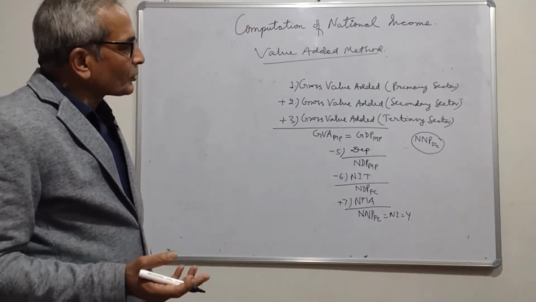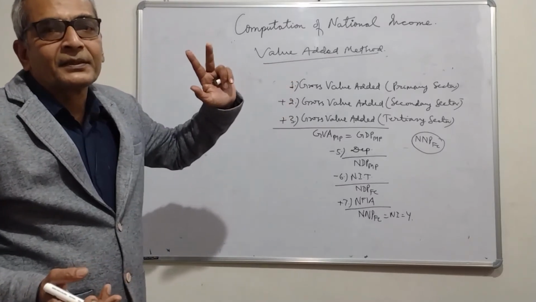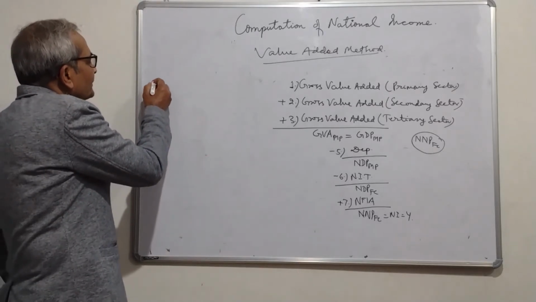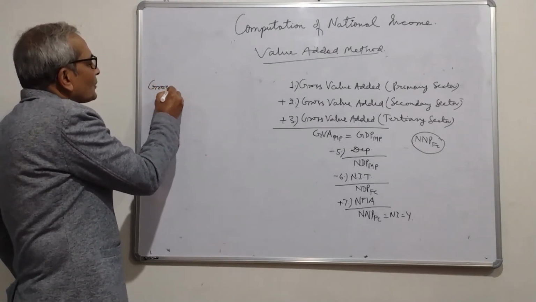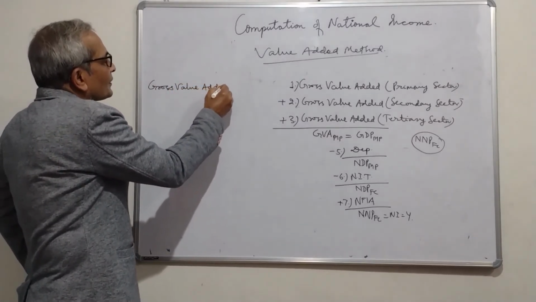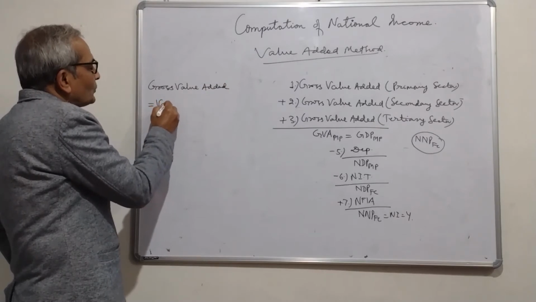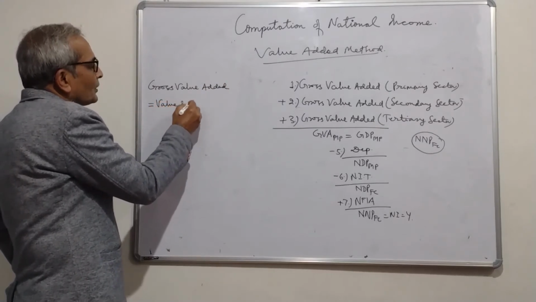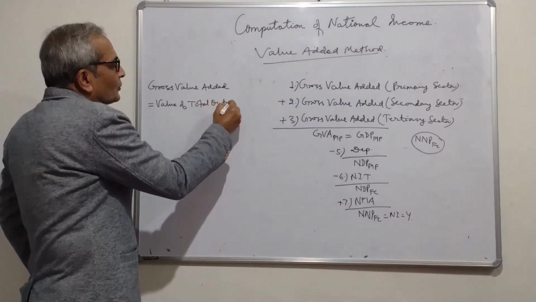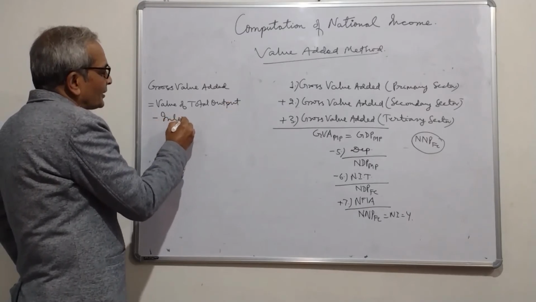So what we are required to look for is gross value added in three different sectors. Now, what is gross value added? Gross value added is equal to value of total output minus intermediate consumption.